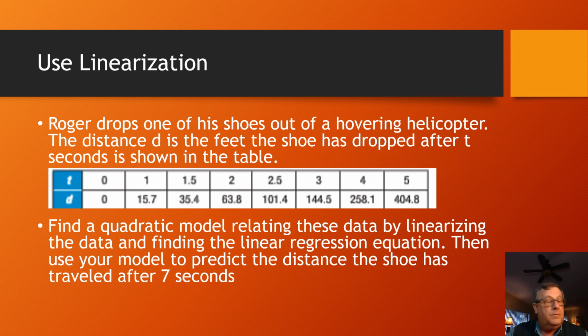Find the quadratic model. Now we know when we got the quadratic model, what are we going to do with y? We're going to use the square root of y for our linearization to linearize that data. And then it says find the linear regression equation and then use that model to predict the distance the shoe has traveled after 7 seconds. Well, let's move to the calculator and let's do our linearization. Let's linearize the data and find our linear regression equation.